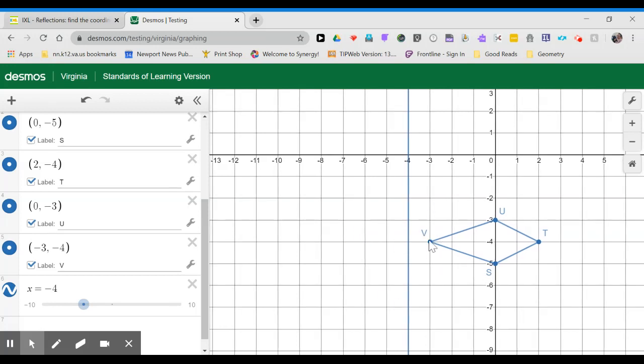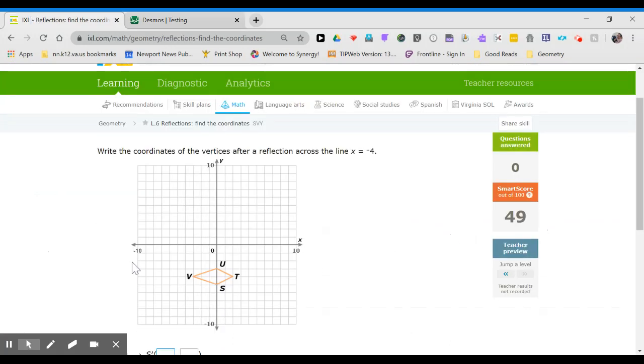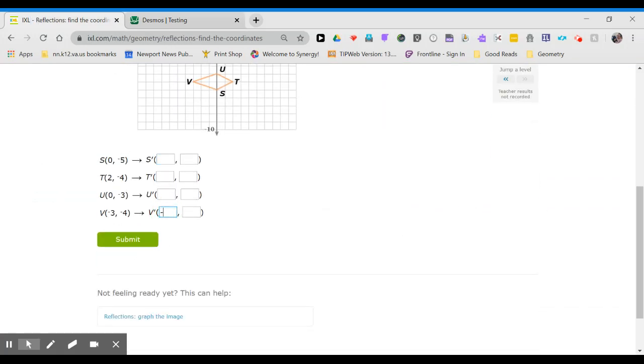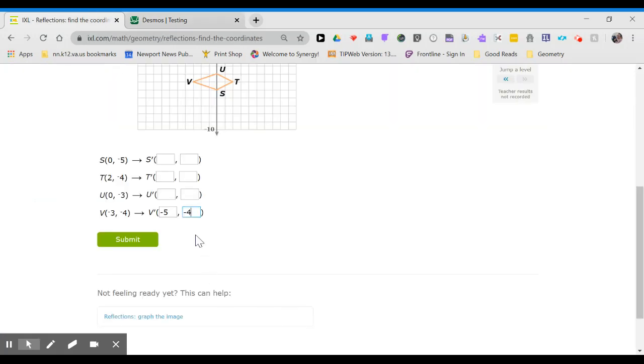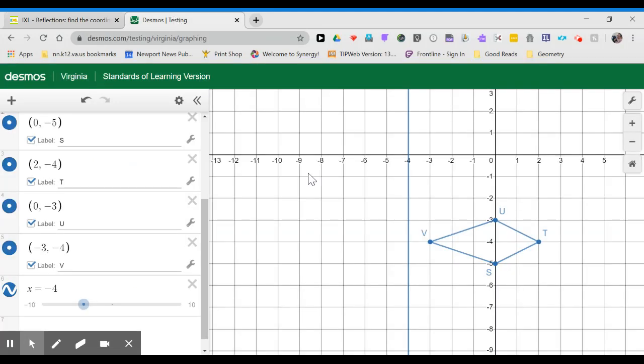I'm going to start with V because it's the closest. V is 1 away from the line, so it should end up right here at -5, -4. So when I go back to Desmos, V should end up at -5, -4. U is 1, 2, 3, 4 away. So if I go 4 more, 1, 2, 3, 4, it ends up at -8, -3. So when I go over here, my U ended up at -8, -3.